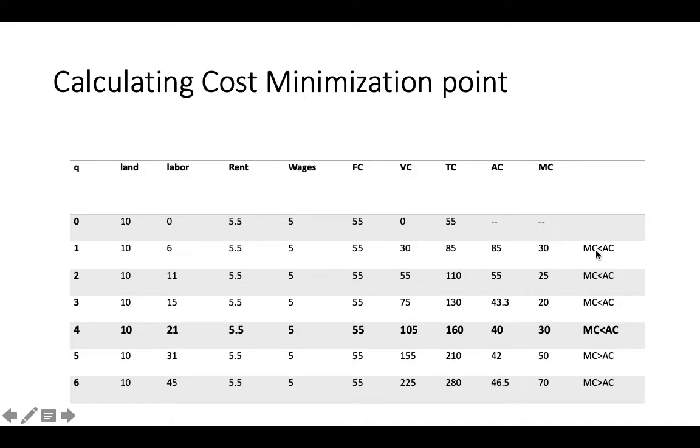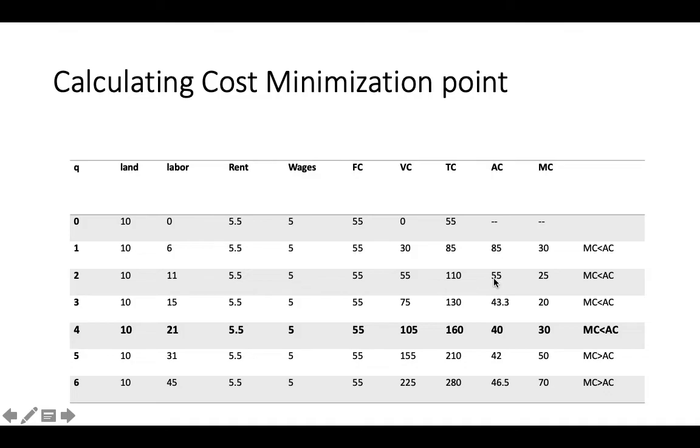Now, to determine the cost minimization point, again, at a glance at this table, we cannot find any point where the marginal cost is equal to average cost. So, what we are going to do is observe up to what level marginal cost is less than average cost. For the first unit of output, marginal cost is less than average cost: marginal cost is 30, average cost is 85. Same at the second level of output, where the marginal cost is 25, average cost is 55.